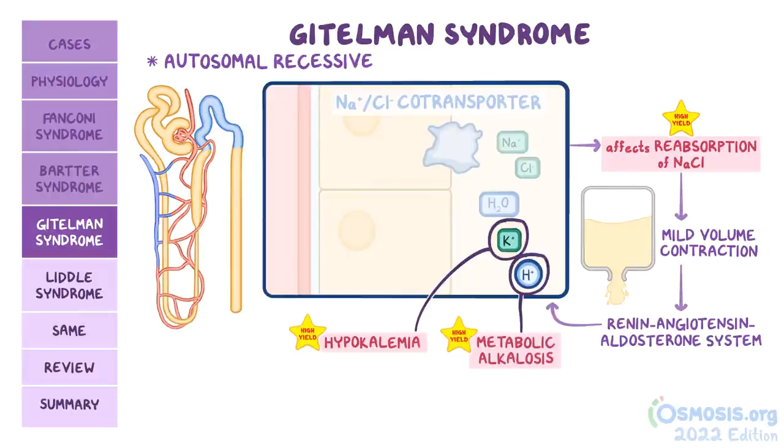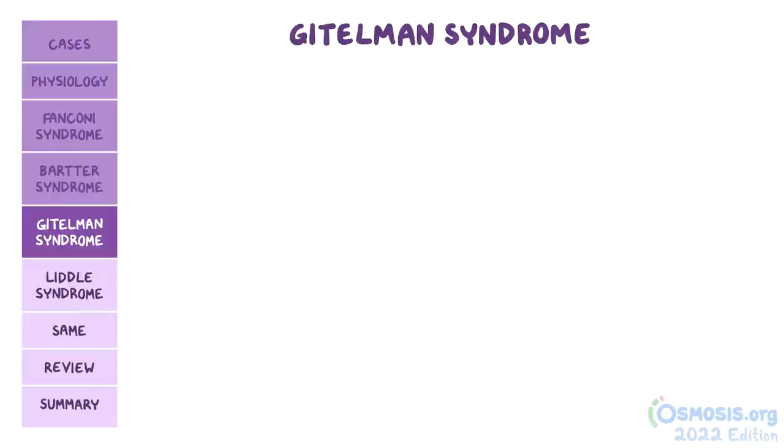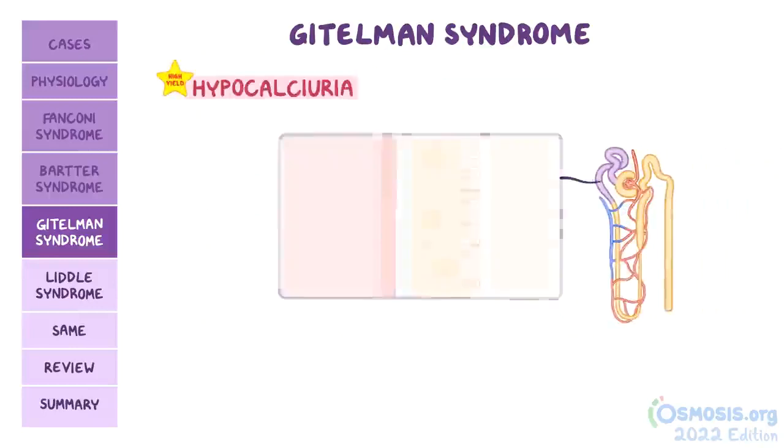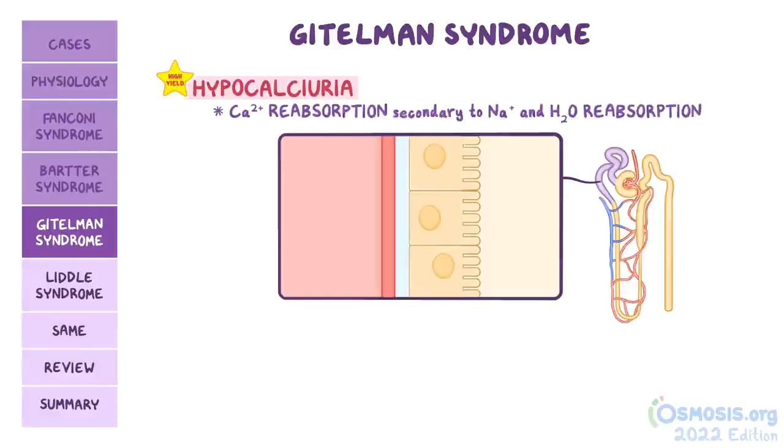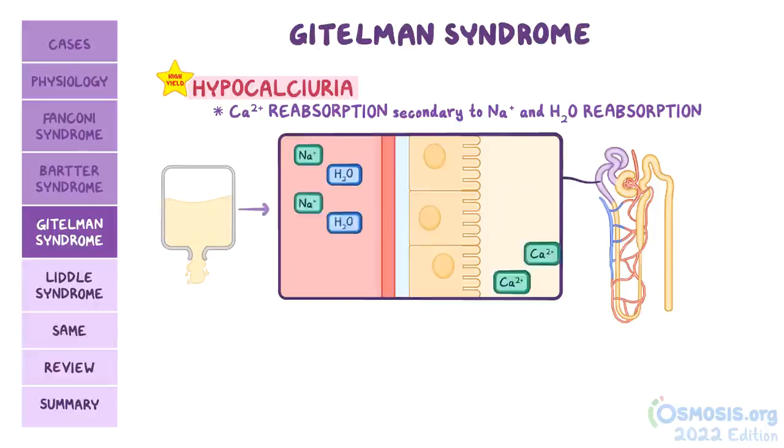Now, volume contraction can also increase calcium reabsorption, and this leads to hypocalciuria. That's because in the proximal convoluted tubule, studies suggest that calcium reabsorption is secondary to sodium and water reabsorption, but the exact mechanism here is still not clear. So when there's volume contraction, sodium and water reabsorption increases in the proximal convoluted tubule to compensate for the losses. And as a result, calcium reabsorption also increases.